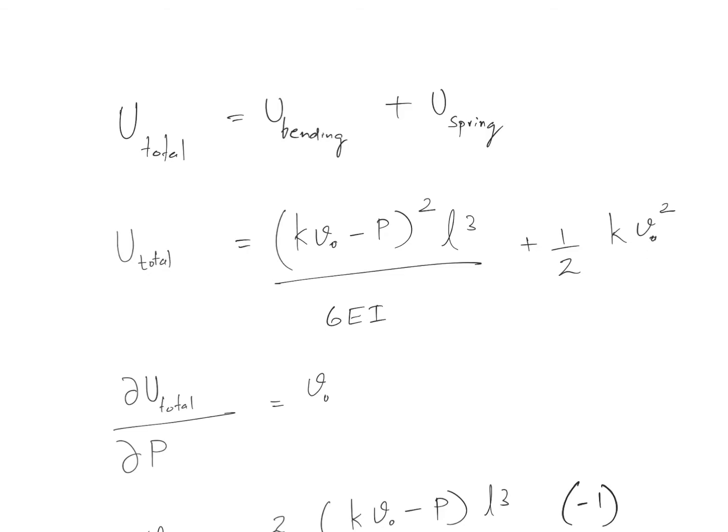Once we take the partial derivative of this strain energy with respect to the load, then again we will get the displacement at that point. This comes from Castigliano's theorem.